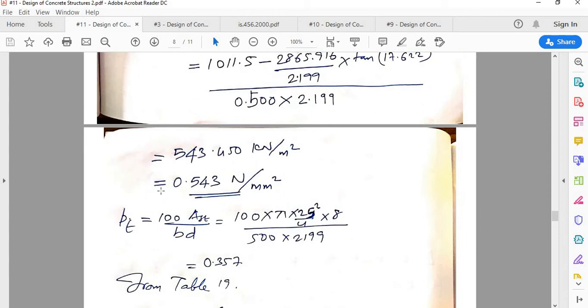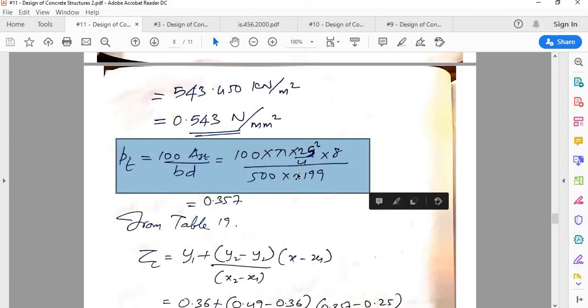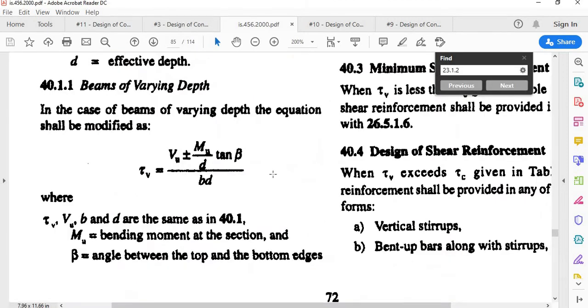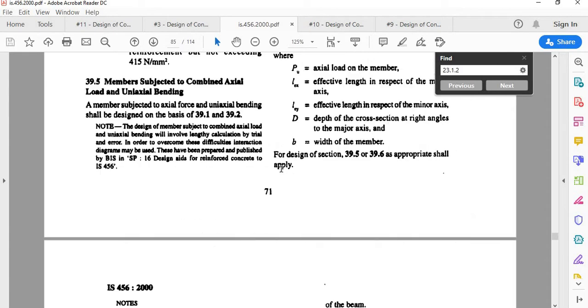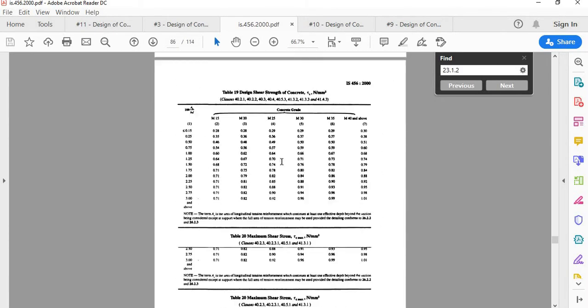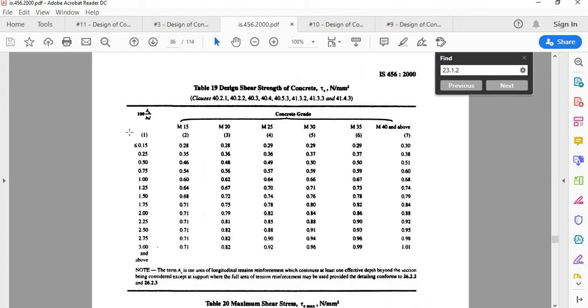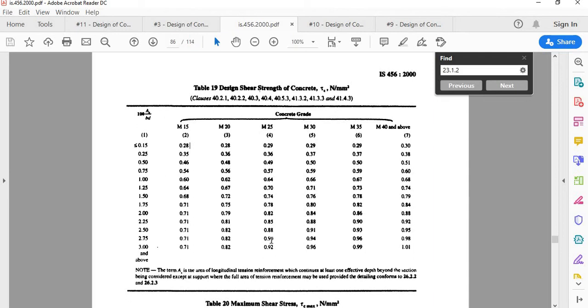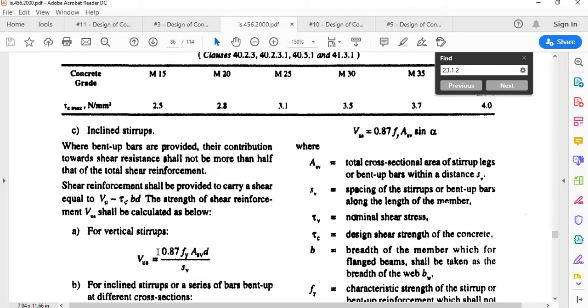Now, PT you already know. At the base, you are providing 8 number of 25 dia bars. So using PT, just like our normal procedure for shear force, you can calculate the shear capacity that is already existing for M25 grade concrete. For the balance shear force, you will design the stirrups and find out the spacing.